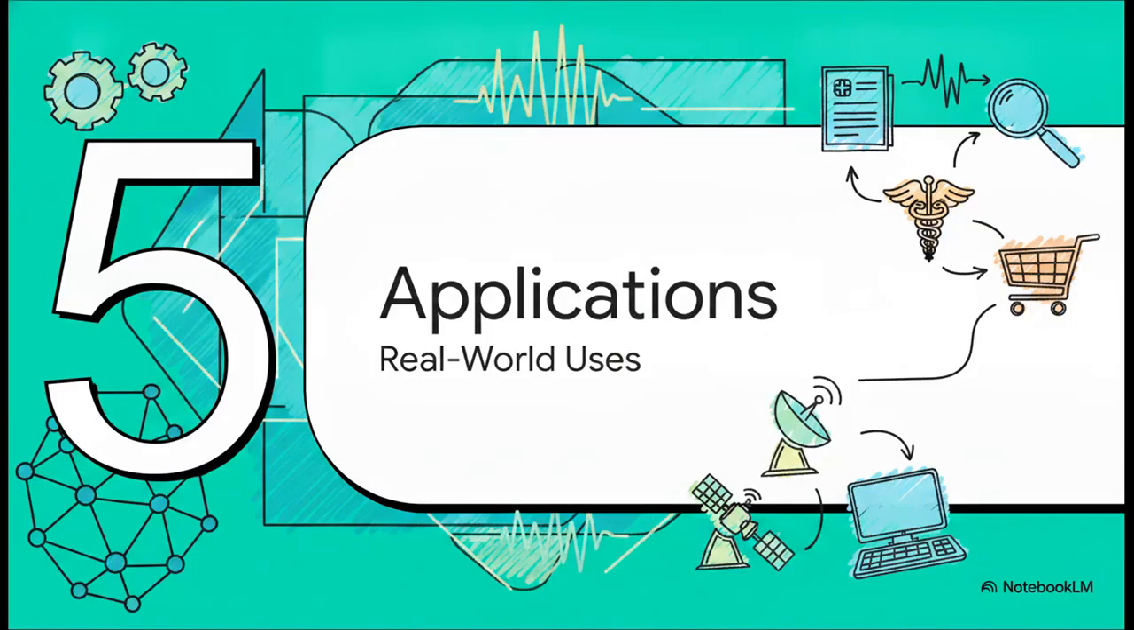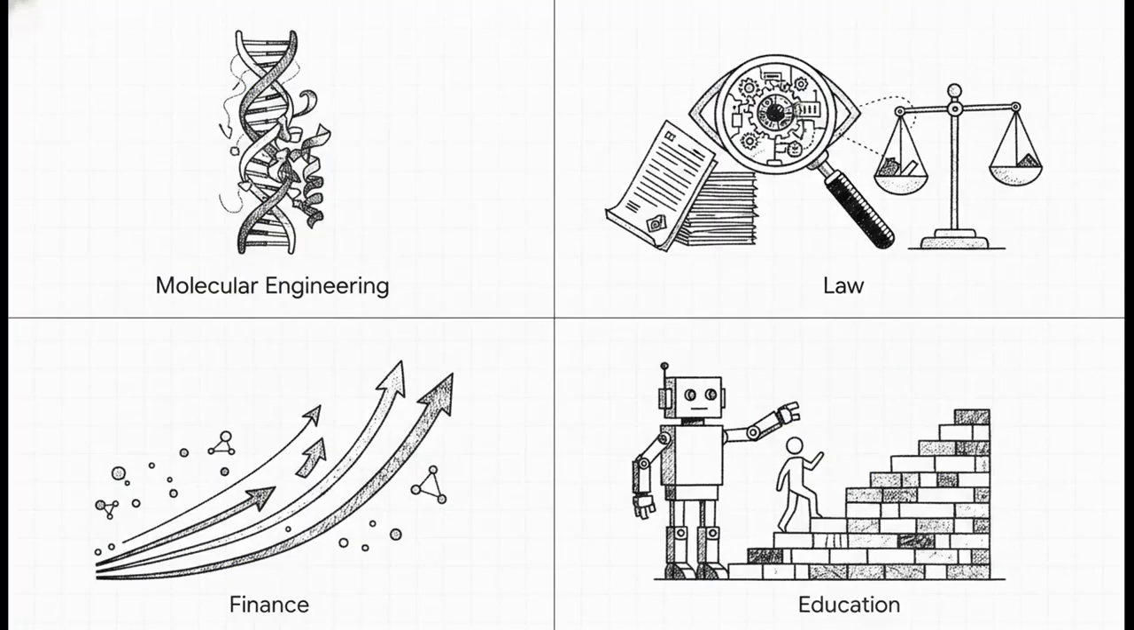Finally, part 5, applications and how we're using this in the real world. The real-world applications are just staggering. In molecular engineering, models like AlphaFold 3 use transformer architectures to map molecular strings and predict 3D protein structures, which is massively accelerating drug discovery.